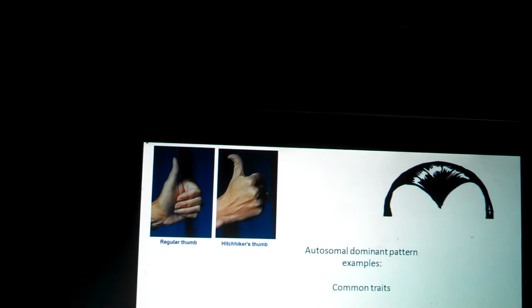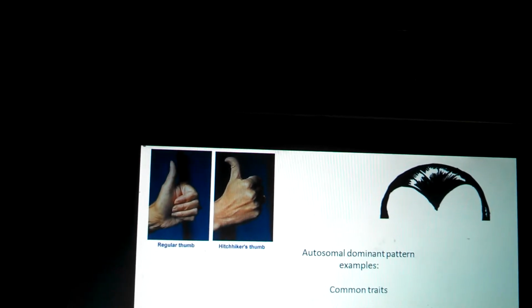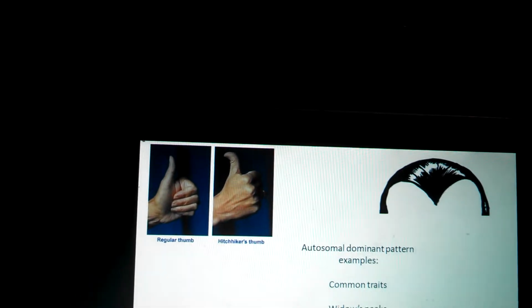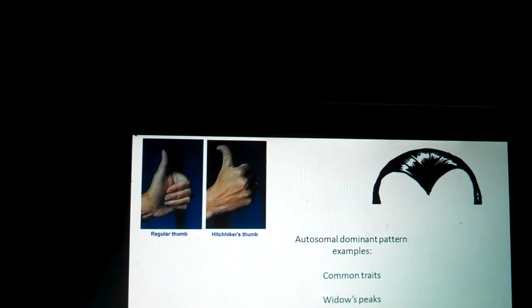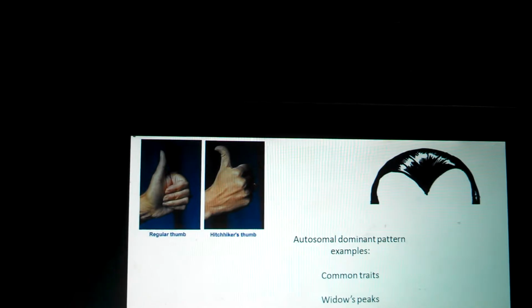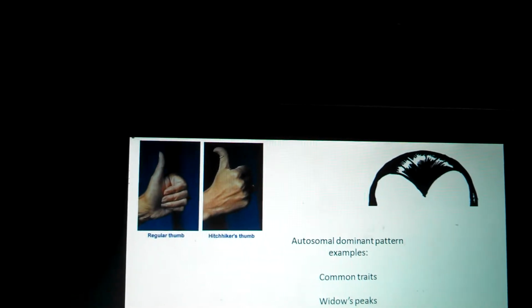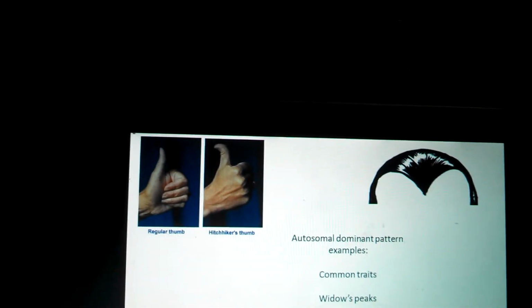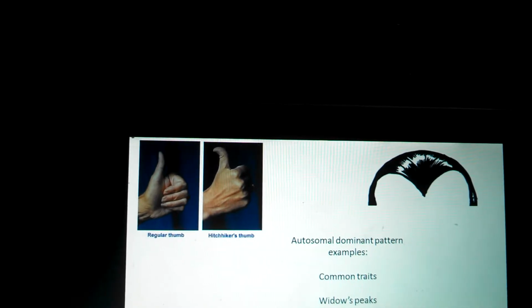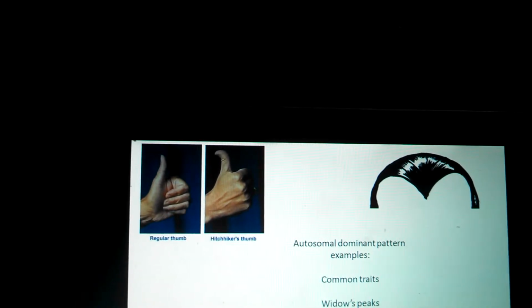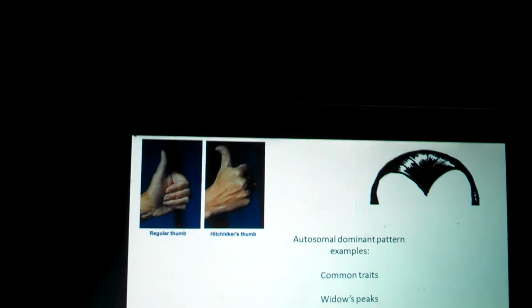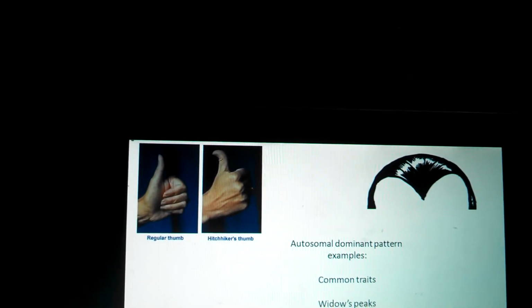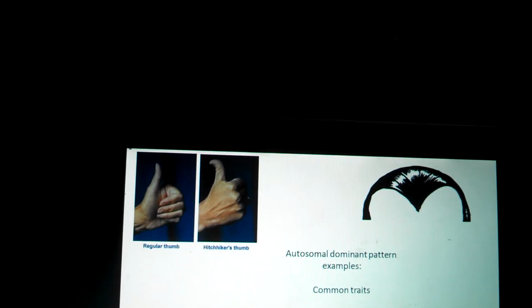Examples of the dominant pattern are widow's peak, hitchhiker's thumb, and brown eyes. Certain traits I have are the widow's peak, which I had when I was a kid, and brown eyes, which I got from my mom and dad and grandparents, and my thumb is regular. I don't have the hitchhiker's thumb.